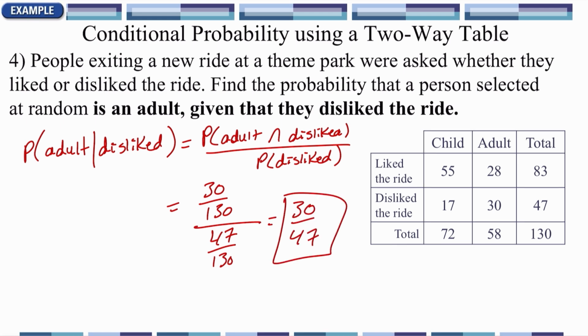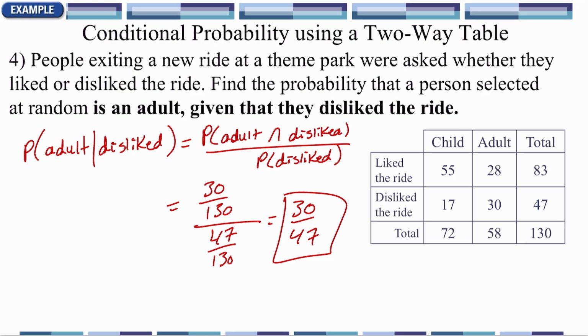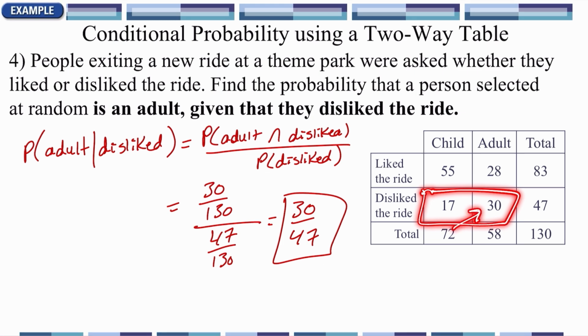Now, just like with the Venn diagram, you can do this a little quicker by just saying for your condition, you're only concerned about this row of the people that dislike the ride. Well, really just the 17 or 30. And you're like, of these people that dislike the ride, how many of them were adults? So 30 out of the 47. So you can do it pretty quickly when you have the two-way table.